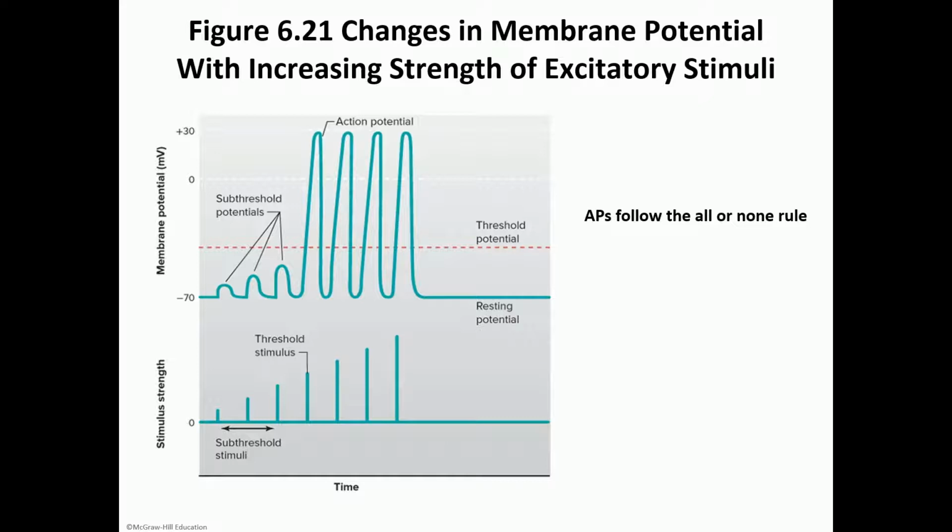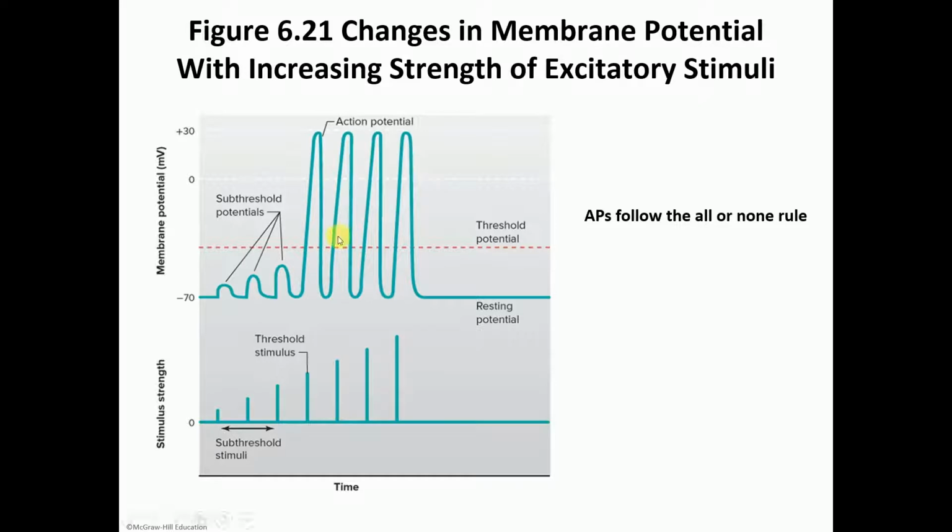Now here you can see that the action potentials follow the all or none rule, which is extremely important, meaning that if an action potential will happen, it will happen at the same level, so there is no grading, as you see in the graded potentials. They either happen or they do not happen. So it's an all or none rule.